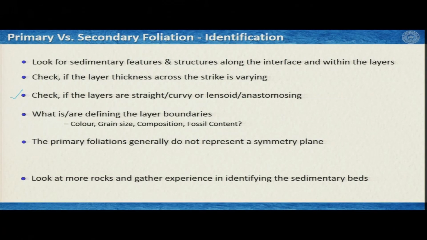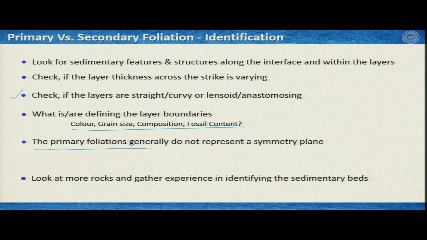It is also important to look very carefully at what is defining the boundaries, what is defining the foliation planes. Is it color, grain size, composition, or does a particular layer you are looking at have a particular fossil that other layers do not have? All these things give you an idea, based on your theoretical background, whether you are looking at a primary foliation, a sedimentary foliation, or a secondary foliation.